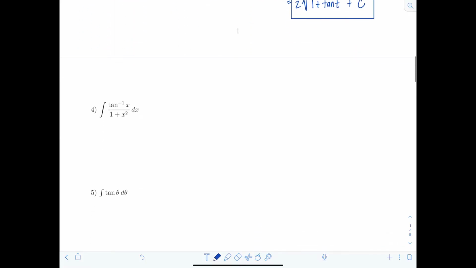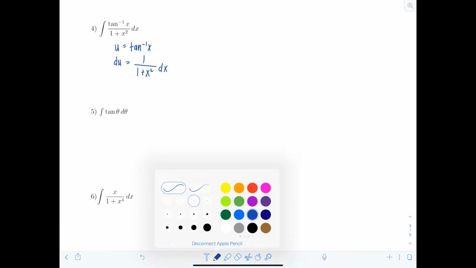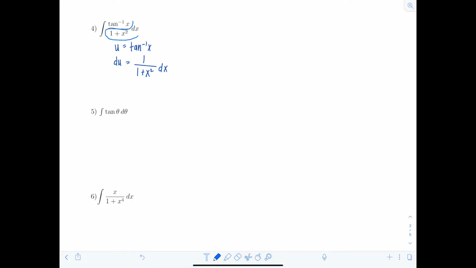Example 4. The integral of tan inverse of x over 1 plus x squared dx. Okay, any ideas? I don't see a composition of functions, but do you see something that you could let u equal? And then do you see its derivative also sitting somewhere? Well, look, if I let u equal tan inverse of x, then du over dx, I'm just moving the dx already over, okay, is going to be 1 over 1 plus x squared dx. And that's exactly what I have right here, okay?